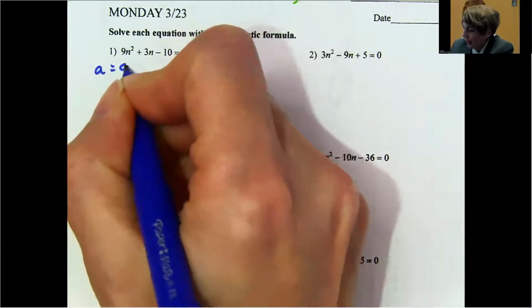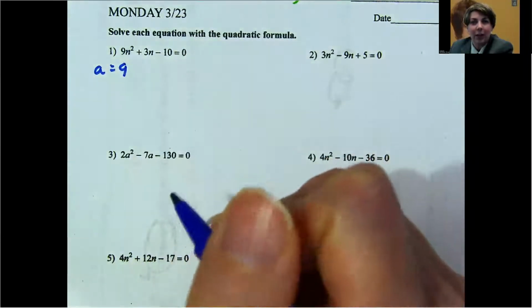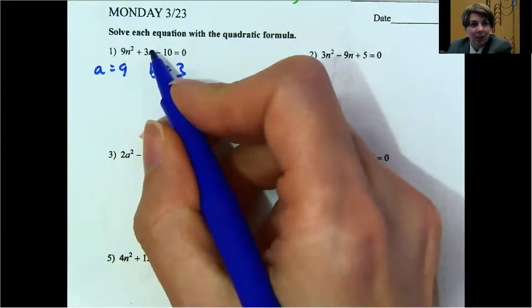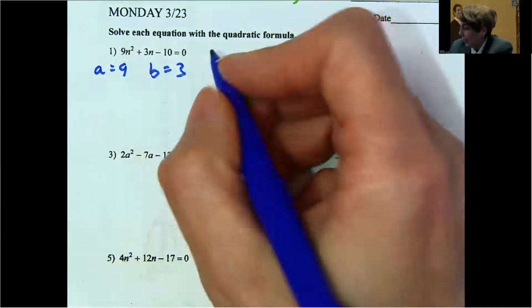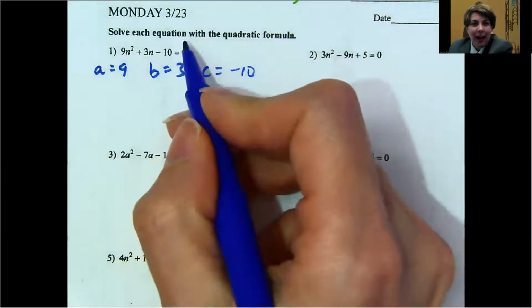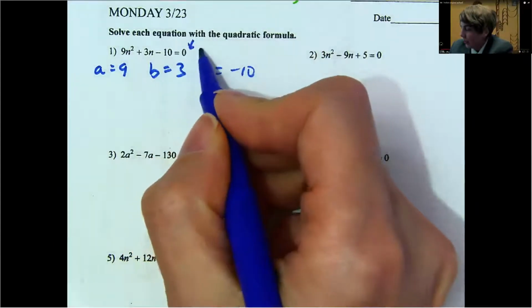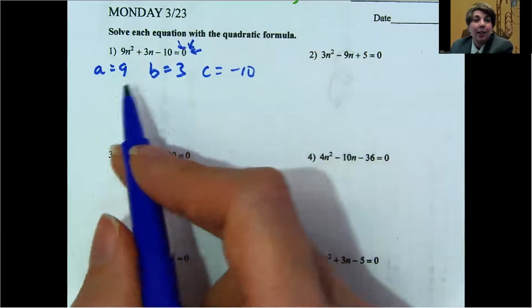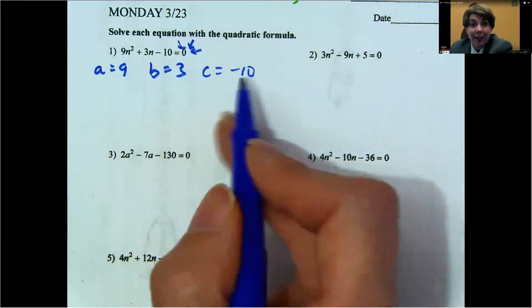The a is 9, right? Whatever's attached to the square term, that's your a. The b is 3, whatever's attached to the single, the linear term. And then the constant, the c, is a negative 10. Notice it has to equal 0. If it doesn't equal 0, then we're not ready to define a, b, and c yet. Okay, so we've got our a, we've got our b, we've got our c.